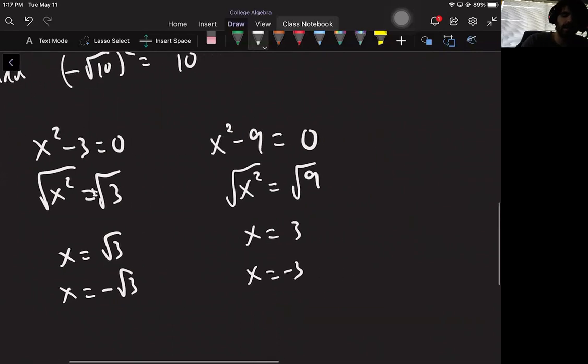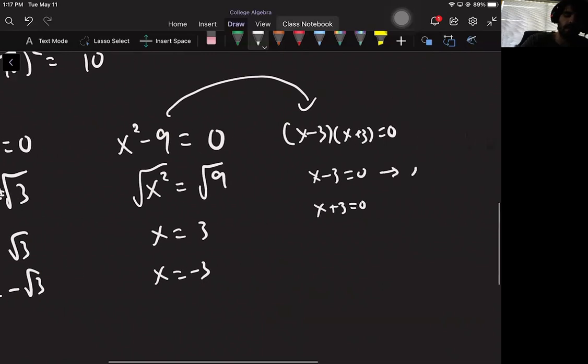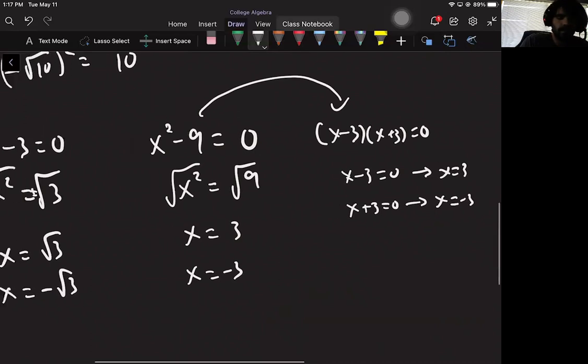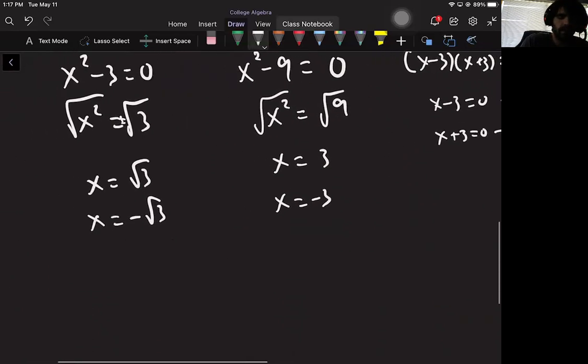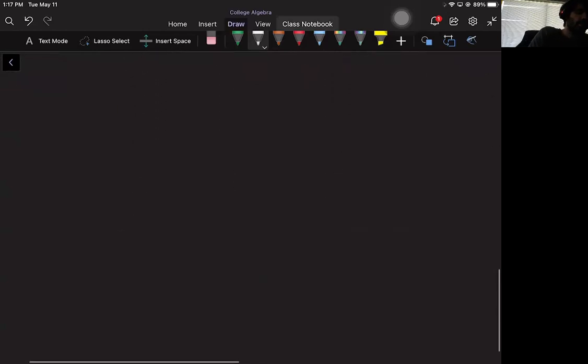But this is the same as if I just factored because it's a difference of squares. And then I set each one equal to 0. Then I'll get my 3 and my negative 3 still. So it's the same as factoring. So that's good. Square rooting is going to come in handy, and it's going to come in handy for slightly even more complicated things.